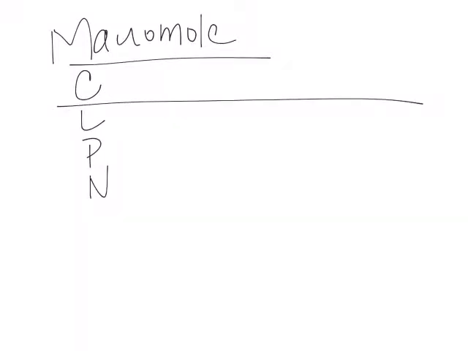You can't even read that, so let me try to find another stylus. Okay, so we're going to have carbohydrates, lipids, proteins, and nucleic acids. So you guys know that. So we're going to start with carbs, and we're going to start at the mouth, and we're going to work our way all the way through.